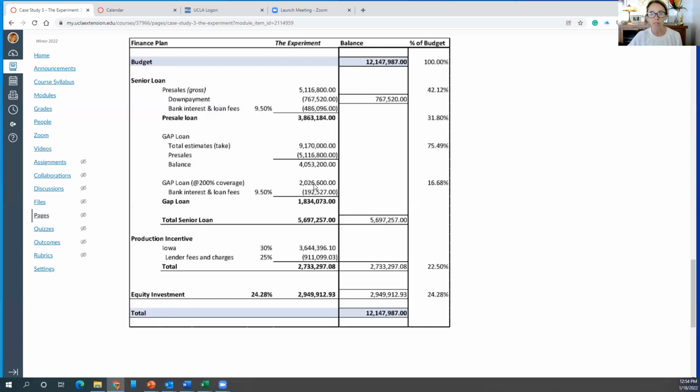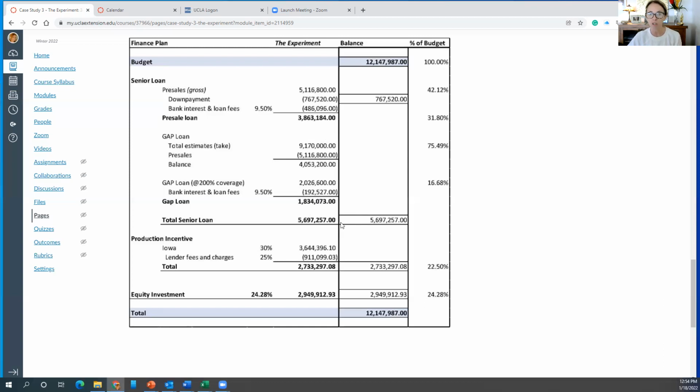Again, the 2,026,600 is 50% of the balance for the unsold rights, which is 4,053,200. So this is our gap loan portion. The bank will then again charge an interest reserve, and the interest reserve is 192,522 on this loan amount. So altogether, our gap loan would then be 1,834,73.